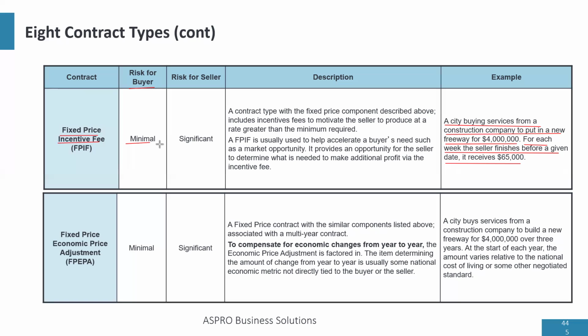So with fixed price incentive fee, the risk for the buyer is minimal because the buyer determines both the fixed price and incentive fee. The risk for the seller is significant. Why is it significant? Because in trying to rush a project, you can make more mistakes. So the risk is still significant. Now let's talk about fixed price economic price adjustment, which is FPEPA. Now, this kind of contract is used for multi-year projects.